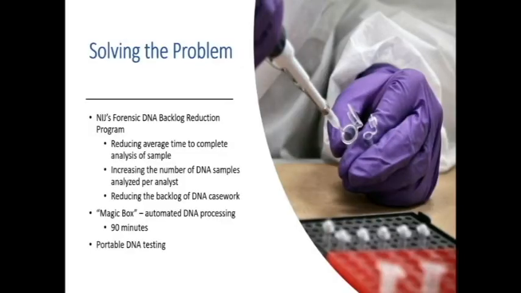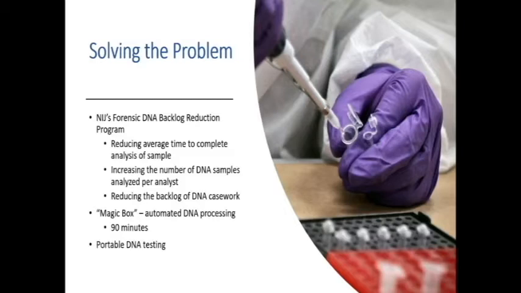How can you solve the problem of the DNA backlog? There is NIJ's Forensic DNA Backlog Reduction Program. The purpose of this program is to try to reduce the average time to complete analyzing of the sample. They want to increase the number of DNA samples being analyzed, and the main goal is just to reduce the backlog of DNA casework. The program provides grants to state and local governments that need help.